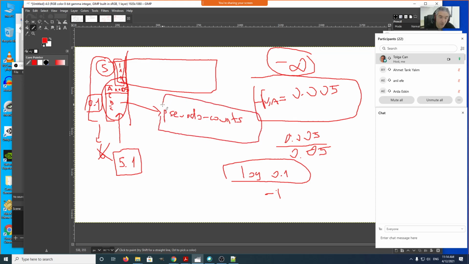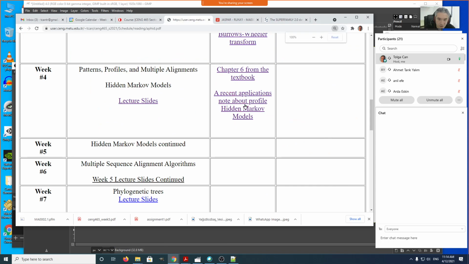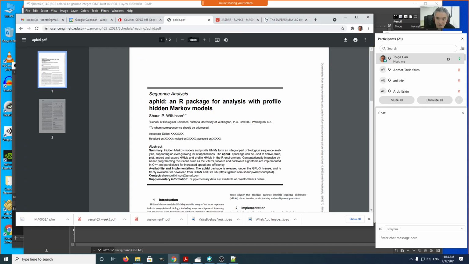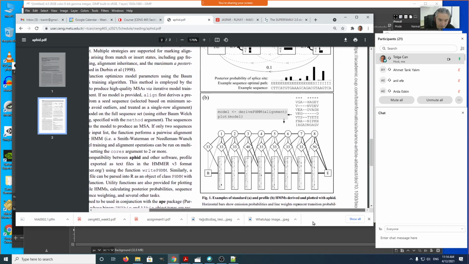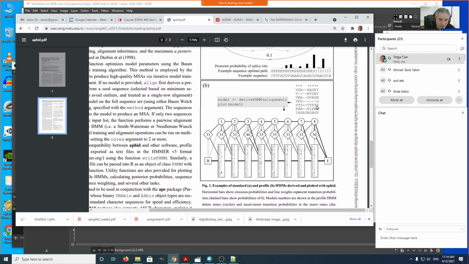Pseudo counts are also used in profile hidden Markov models to allow transitions from certain states. Otherwise, we would only allow fixed transitions. We are going to see these pseudo counts also observed here. Let me show you in this short paper again. If you take a look at this figure, my protein family contains V, V, V, V, F, and I in the first column, right?